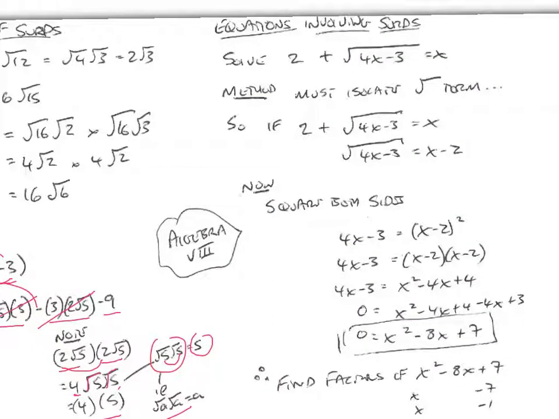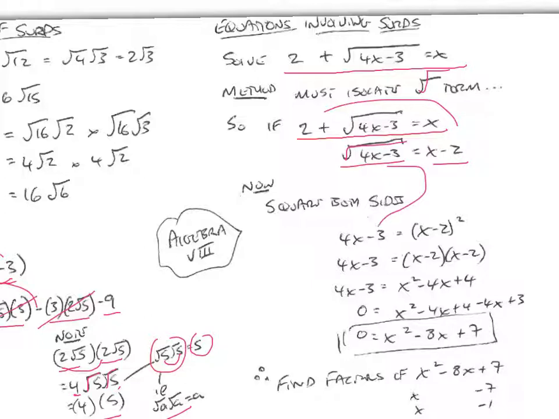Finally, we're going to look at equations involving surds. So solve the equation 2 plus root 4x minus 3 equals x. So we need to isolate this term first of all. So we say 2 plus root 4x minus 3 is x, then this must be equal to x minus 2. Now, we need to get rid of the square root sign, so we square both sides. So this just becomes 4x minus 3, and this has to be squared, which looks like this. And when multiplied together, it looks like that.